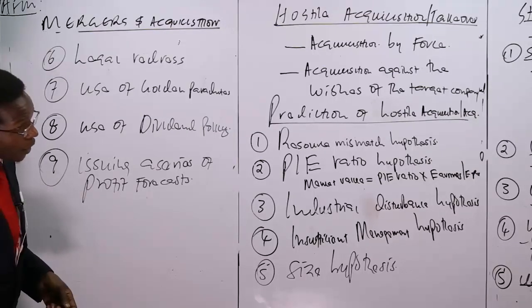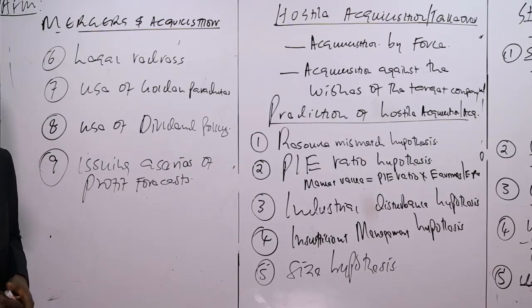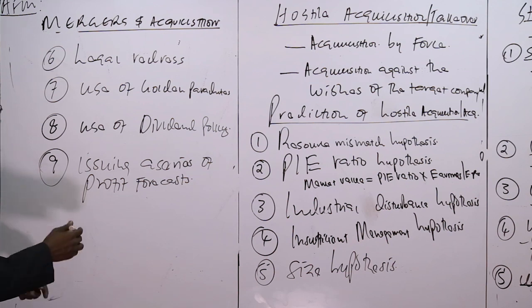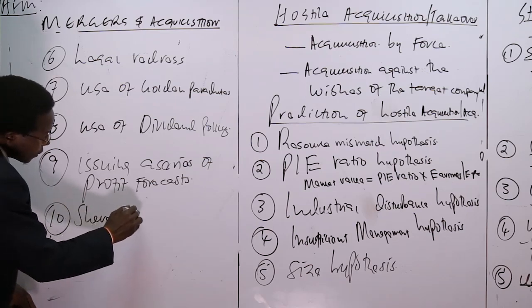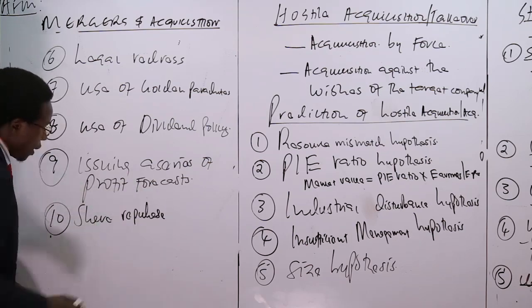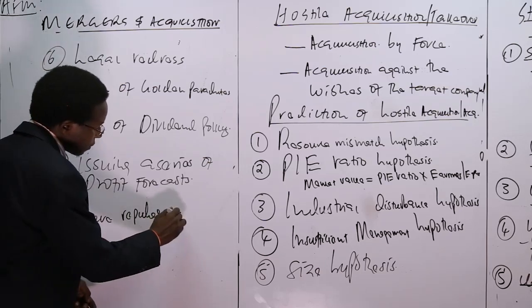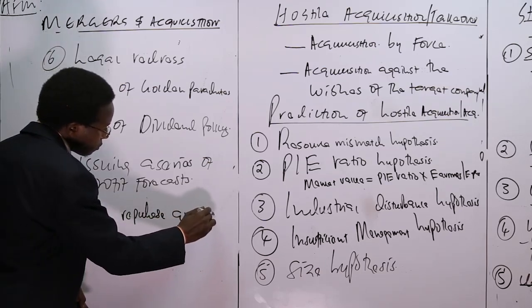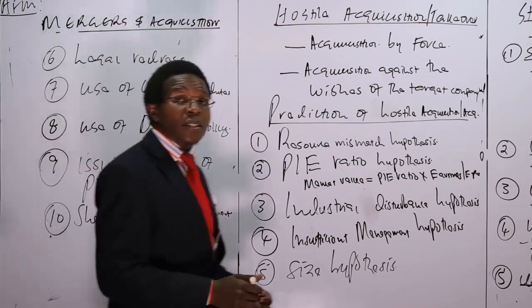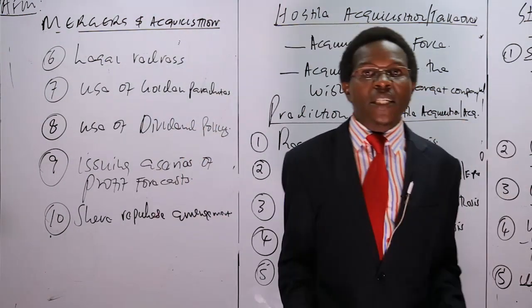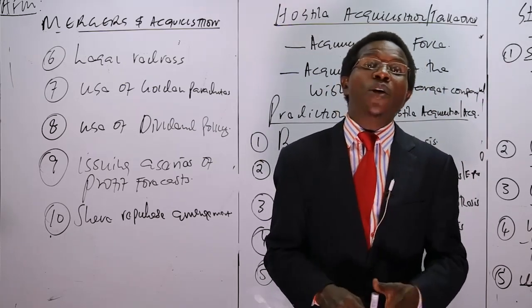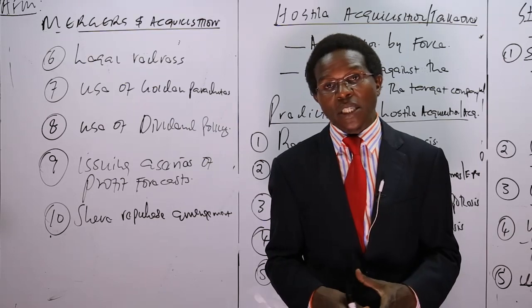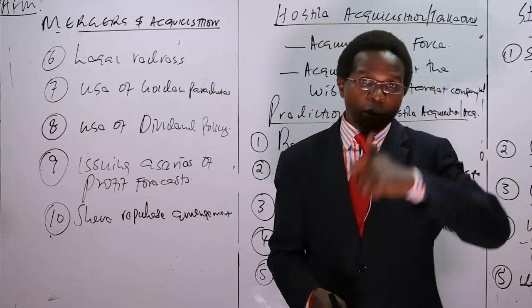Then we have said, use of shark repellent. Then we also have share repurchase arrangement. What happens? The target company will purchase their own shares. They will repurchase their own shares back, and they will redeem. In other words, we use that term. They will redeem their shares from the public.